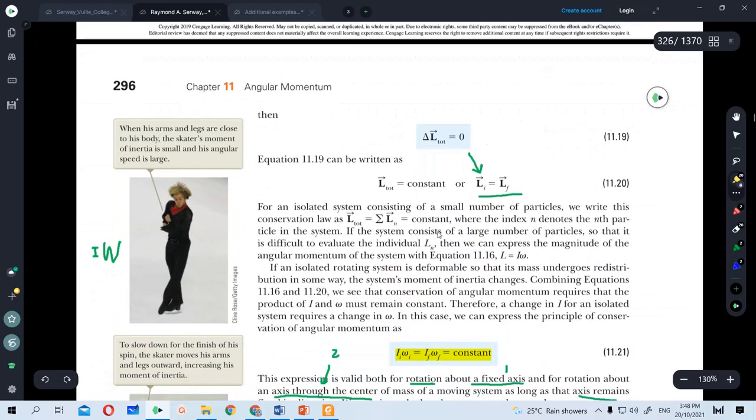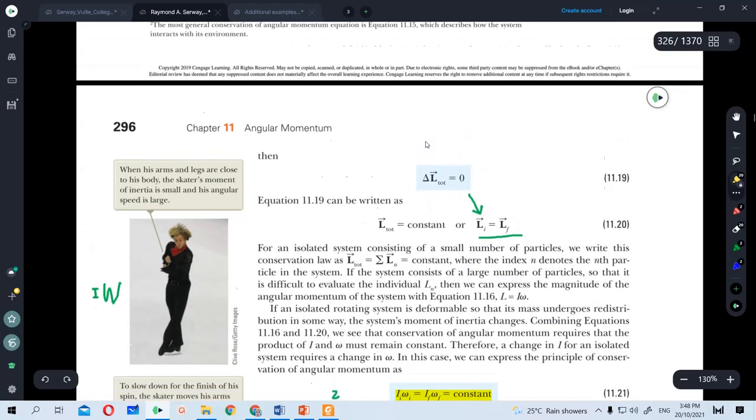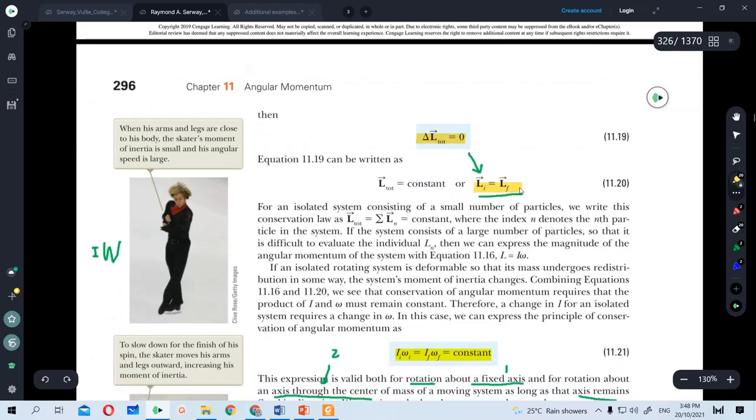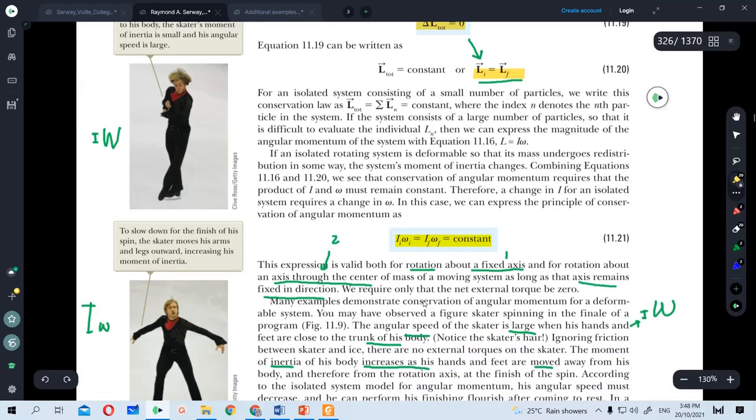Now coming back, the change in momentum being equivalent to 0 indicates that total momentum initial should be equivalent to total momentum final. So the way we tend to write it will be something like equation 11.11 just now.